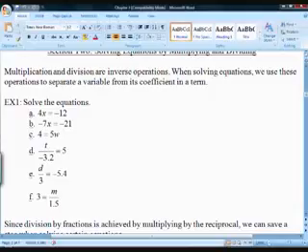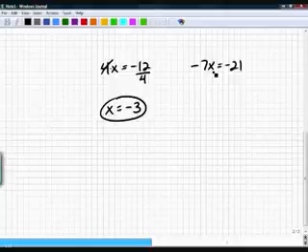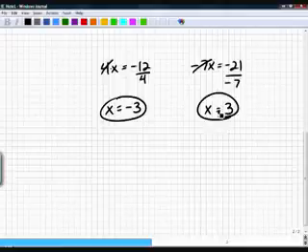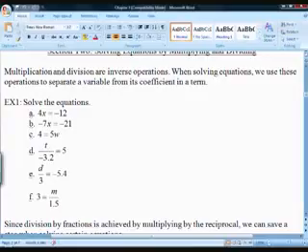Good. Next one, negative 7x equals negative 21. Again, in order to get rid of multiplication, what do you do? You divide by negative 7. Gets rid of it. So you get x equals positive 3, because a negative divided by negative is positive. 21 divided by 7, 3. Any questions? Next problem. This shouldn't take long today.